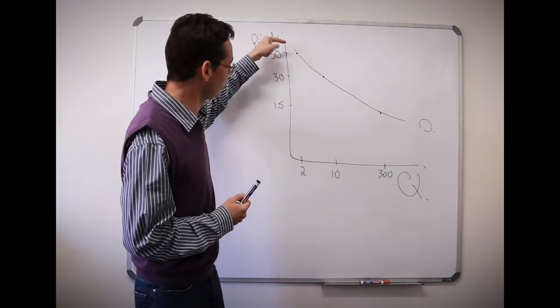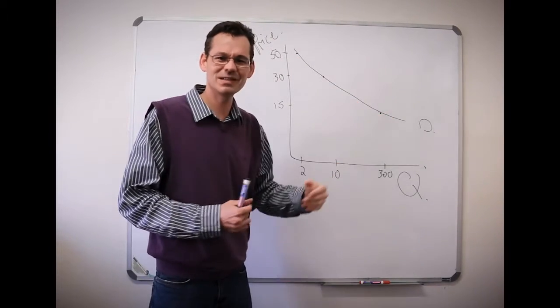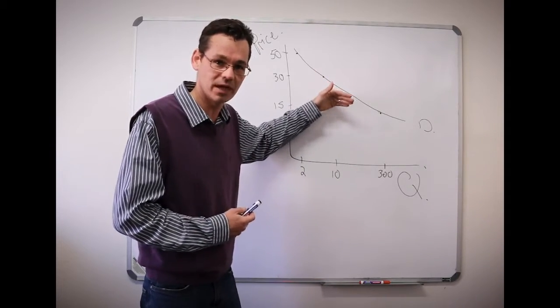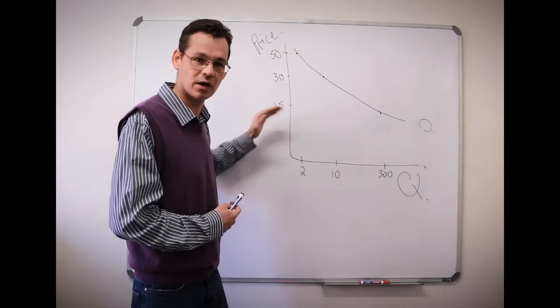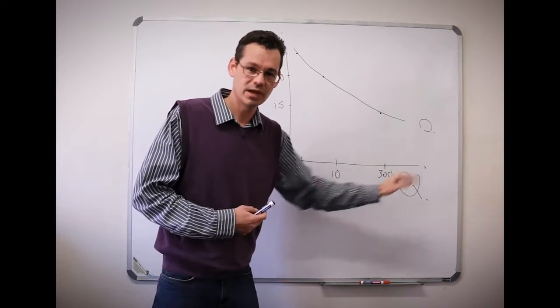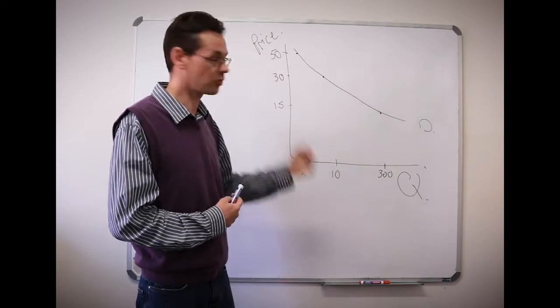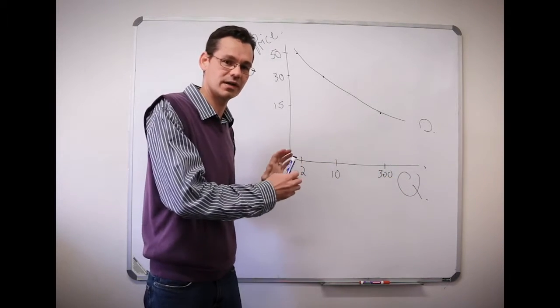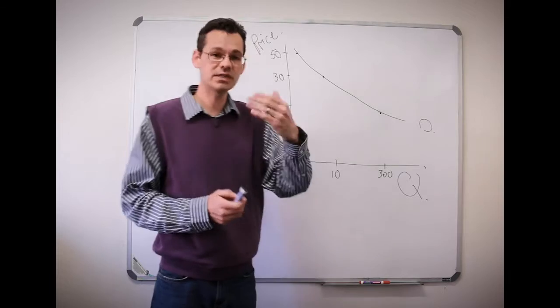Now in here you can see the law of demand. And this is not an idea or a notion, this is the law of demand. As the price decreases, quantity demanded will increase. As the price increases, quantity demanded will decrease. That's the one side. Now let's think about the other side.